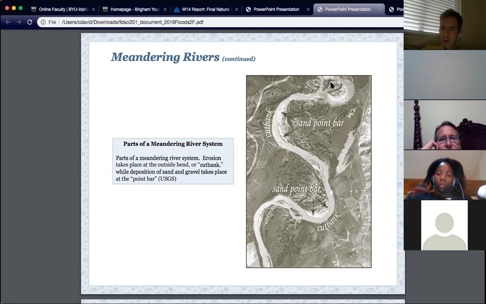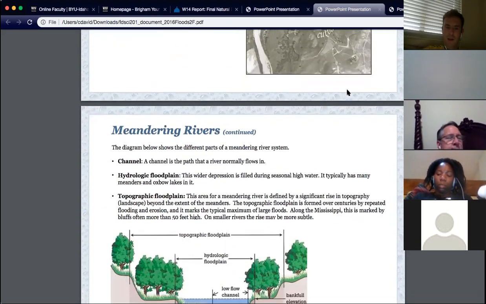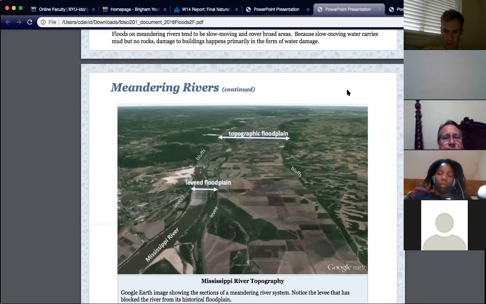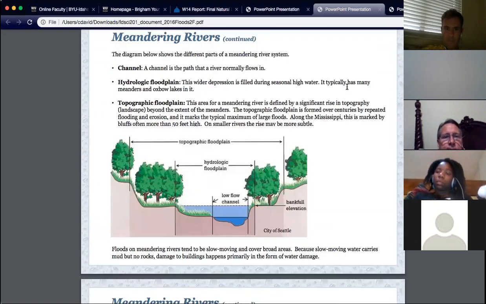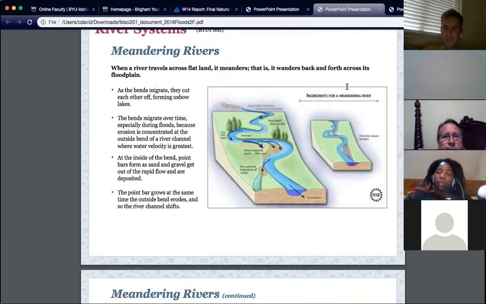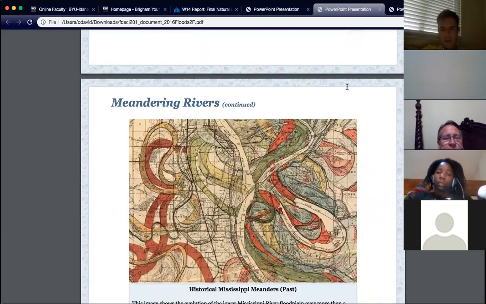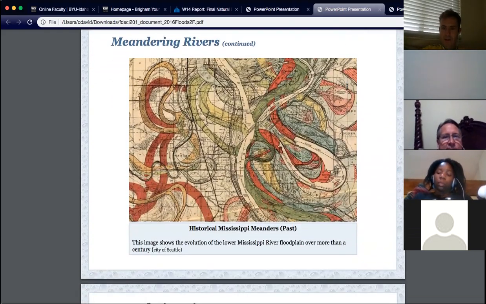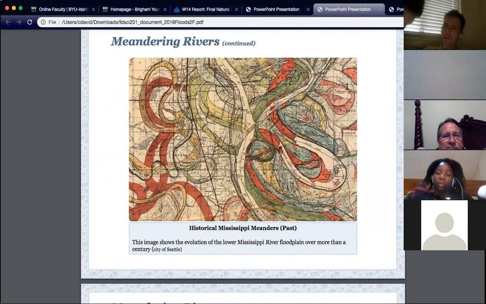So it'll cut these off, and all of a sudden, no more water is going to be flowing through, and you can even create little lakes. Let's see if there's a good image of an oxbow lake. No, but that's okay. This map right here is a historical map of the Mississippi River.